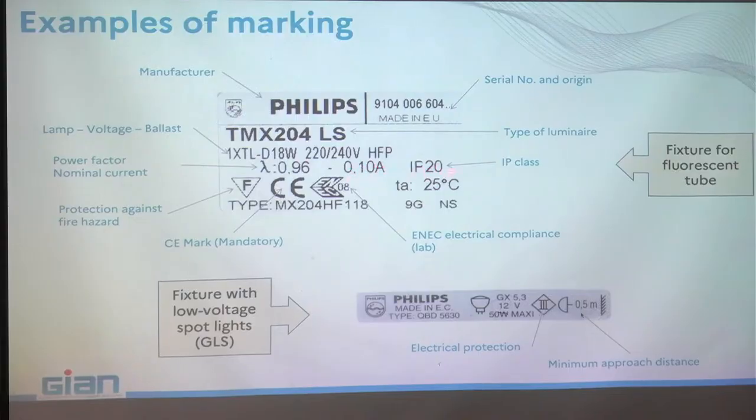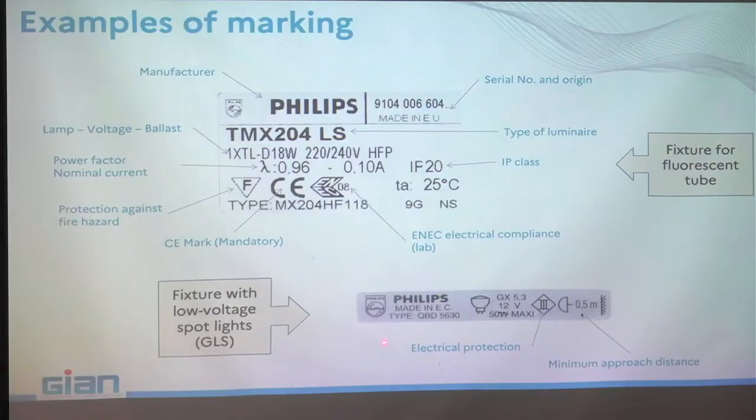100 milliamps, and we will speak about the IP class a little bit later. I will explain what the IP class means. Then other information: you see the CE marking. This is mandatory. You see that this one is certified by ENEC and the laboratory number 8. I know who is the certifier. And here you have a sign concerning the protection against fire hazard. I will explain that later because it is important. And then you have some other information that is more necessary for the ballast manufacturer, or the lamp manufacturer, than for the end user.